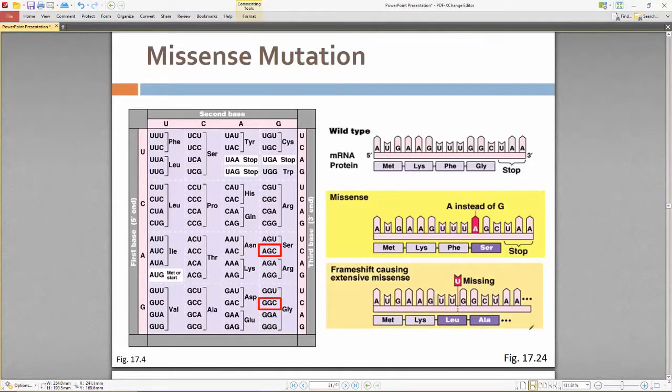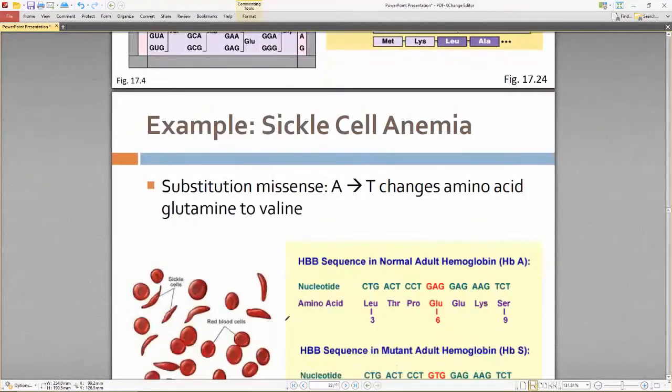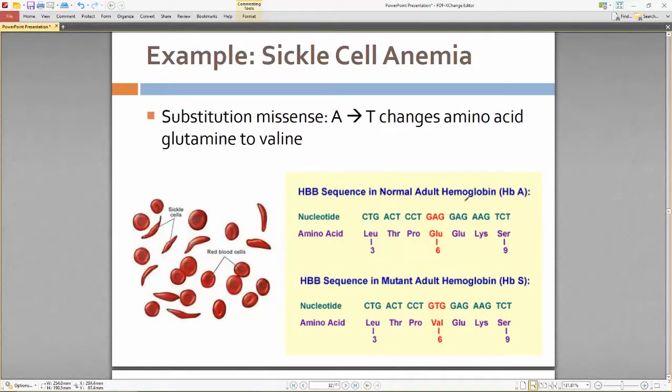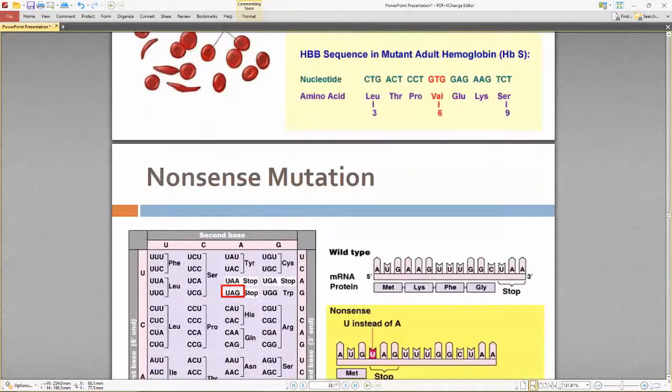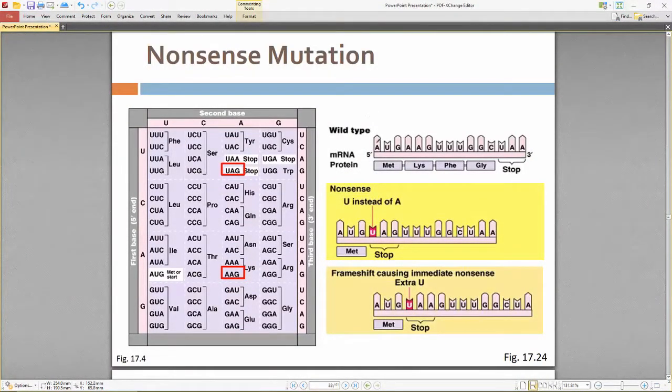And remember that a frameshift mutation can cause extensive missense, so many different amino acids have changed, or even a nonsense if an unexpected stop comes further down, right? So let's look at sickle cell anemia as an example. In this, it's a substitution missense mutation. Adenine is changed to thymine, and this changes the amino acid glutamine to valine. These are sickle cells. These are normal red blood cells.